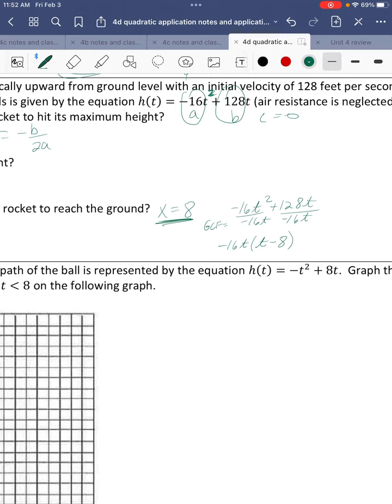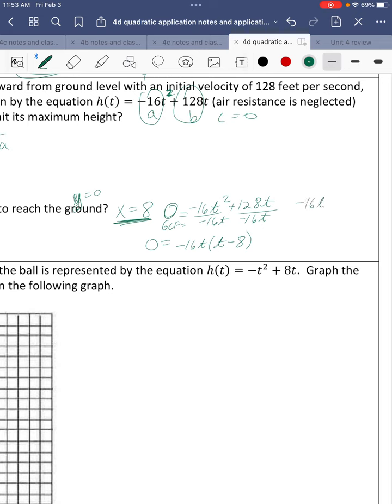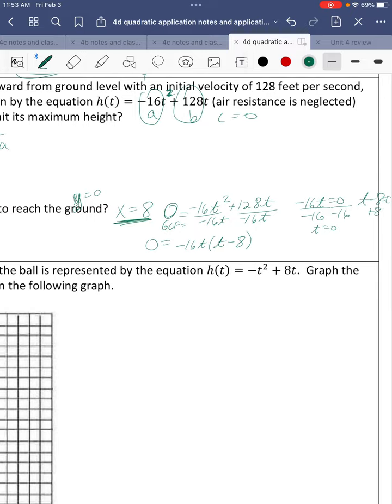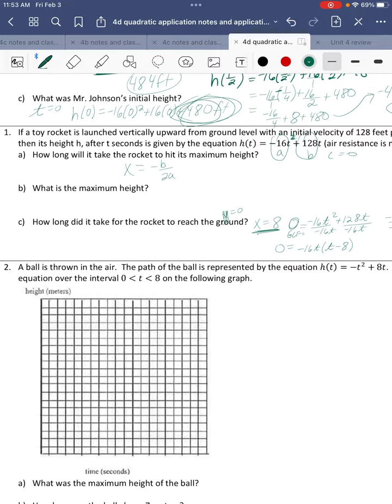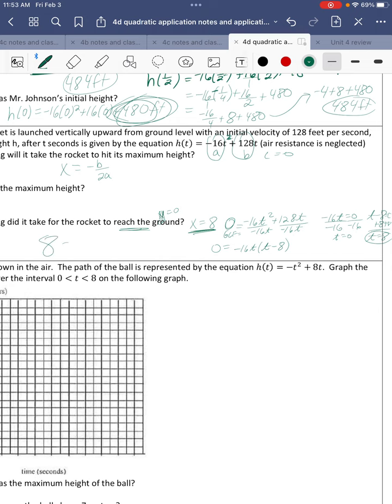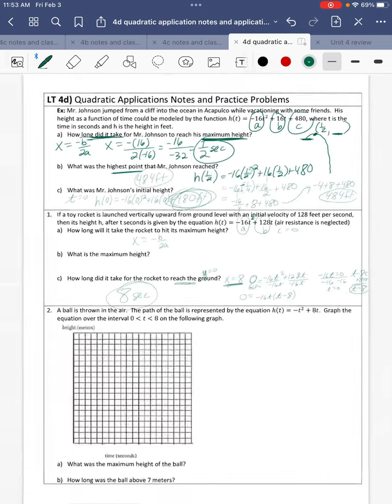Okay. Now if we set each factor equal to 0, because that's what the ground is, where the y value is going to equal 0, we have negative 16t equal to 0, and t minus 8 equals 0. You solve both of them. 0 divided by negative 16 is 0. So there's the 0 that you saw in the graph. And then adding 8, you get t equals 8. So you get 8 and 0. 0 doesn't make sense because you did not take off to reach the ground. You were already on the ground at 0. So 8 seconds.